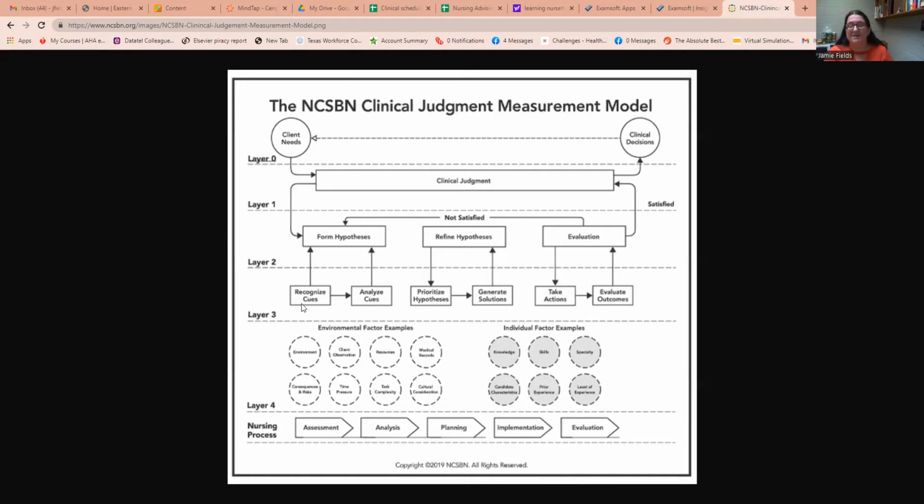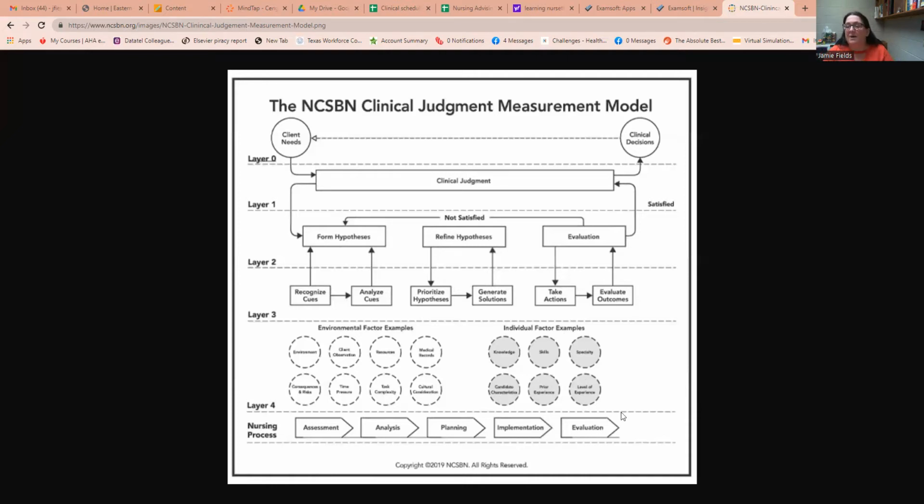Or cues can be something that's right, but then can you analyze those? An analysis right here, we start looking at nursing diagnosis, or identifying a nursing problem. Okay. And then we move to prioritizing hypotheses. Okay. And that means, what do I think is going on with that patient? Okay. That's the diagnosis part. Generating solutions is planning. Okay. Taking action is implementing, evaluation. Okay. So I want you to look at that connection.